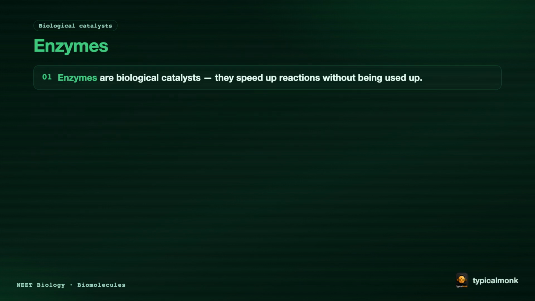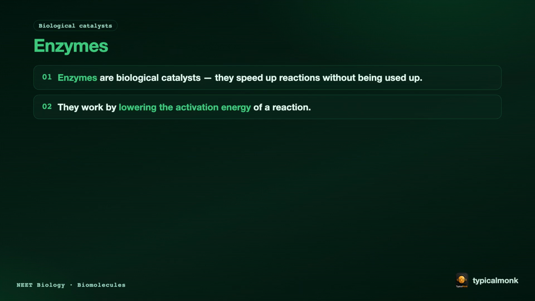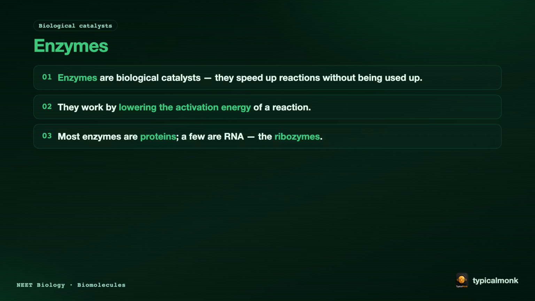Now, the biological catalysts, enzymes. Enzymes are biological catalysts. They speed up reactions, but are not used up themselves. They work by lowering the activation energy of the reaction. Most enzymes are proteins. A few are RNA, these are called ribozymes.